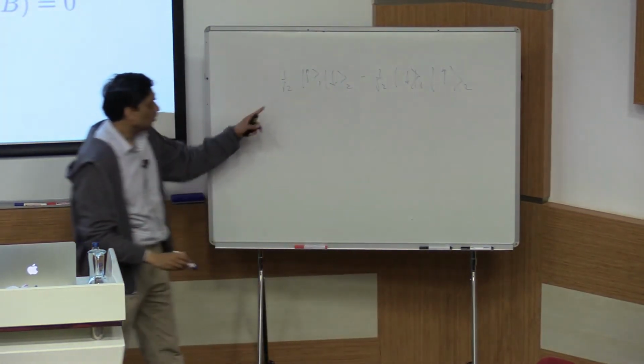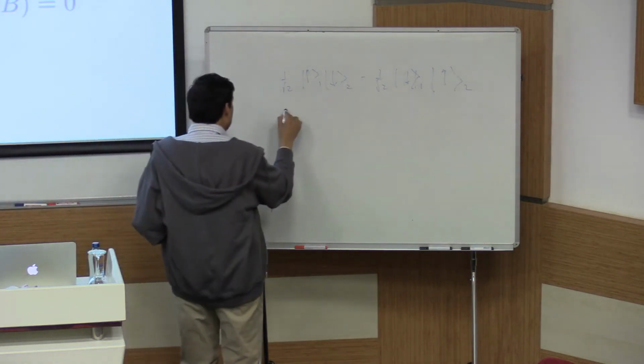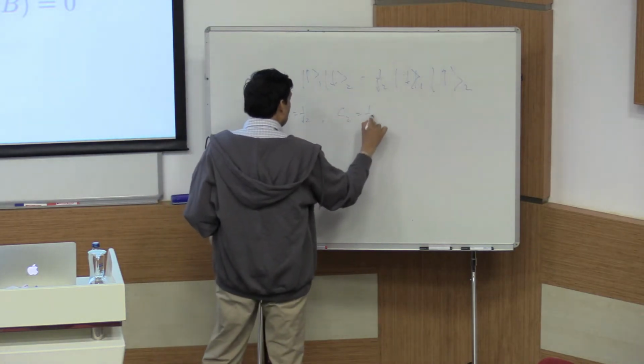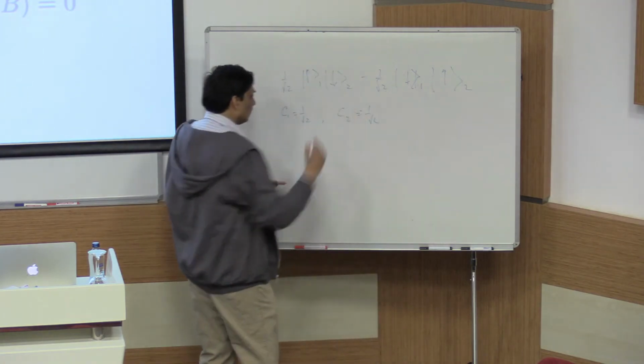Now you can see there are two terms in the sum, so the capital M is 2. The C1 is 1 by root 2, and C2 is minus 1 by root 2, in the form psi1 times chi1 plus psi2 times chi2.